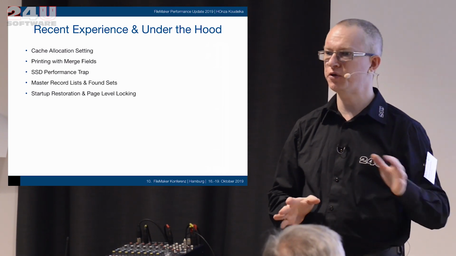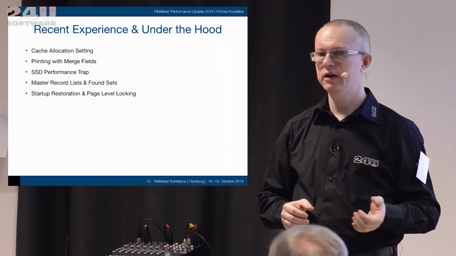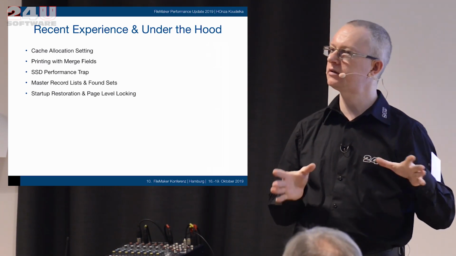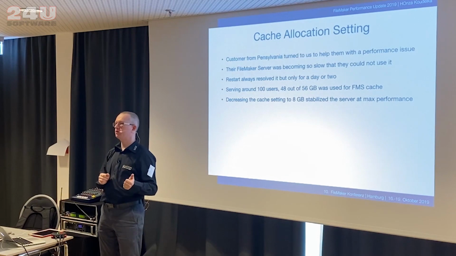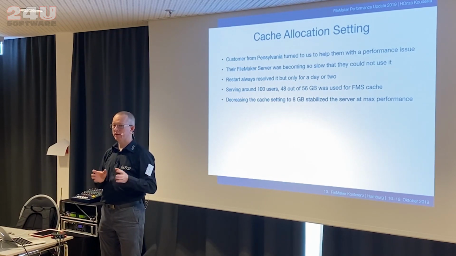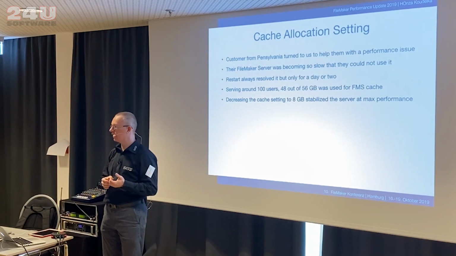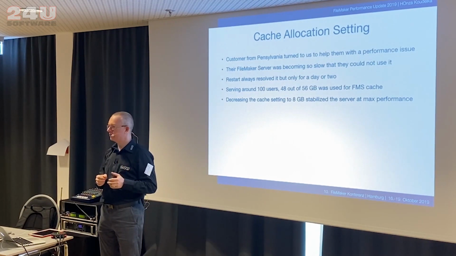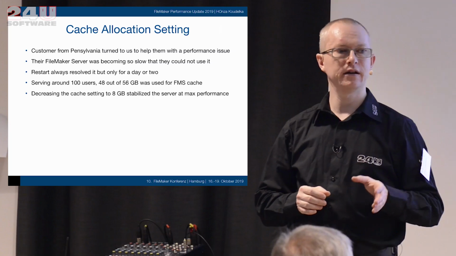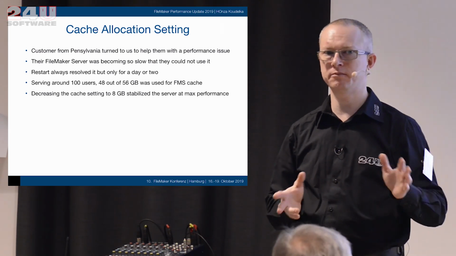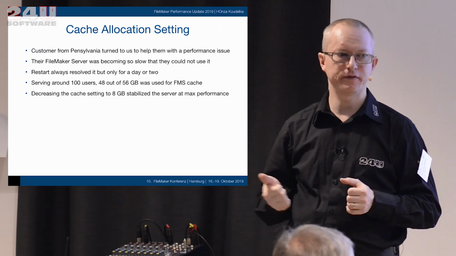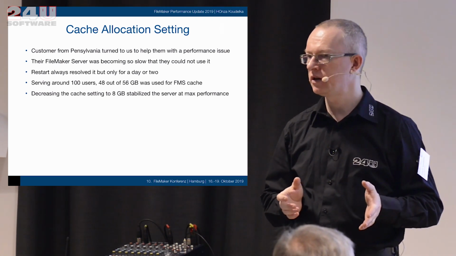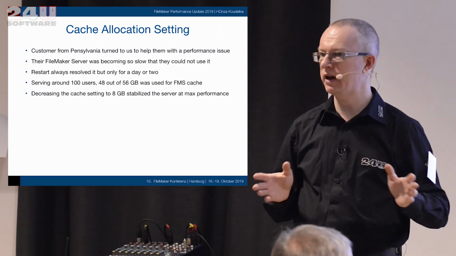But now let me talk a little bit about real experiences from working with real customers and some deep information under the hood. And the first experience is about cache allocation setting. One customer from Pennsylvania turned to us asking for help with their server and solution performance. The most critical issue they had last year was that their solution, which was used by typically around 100 users concurrently, was having bad times after running for more than about a day. It started to be so slow that a single search query that normally takes a few seconds was taking minutes. So it was absolutely unusable.